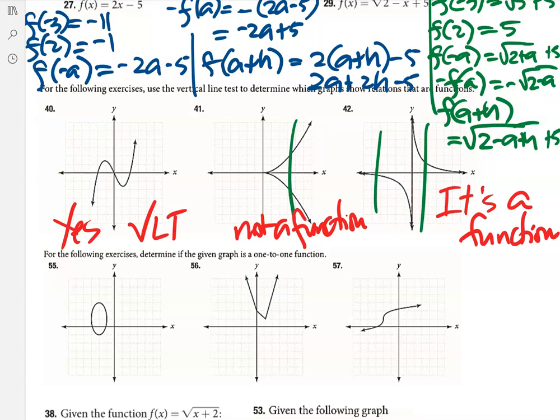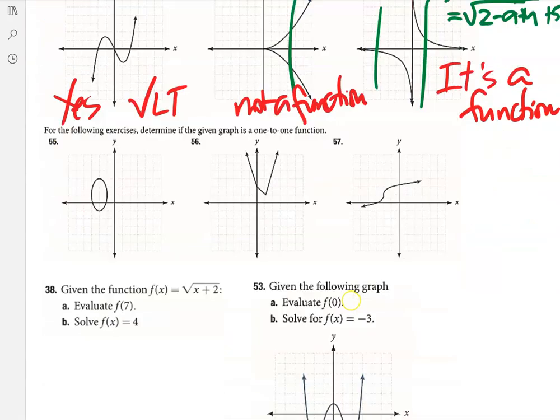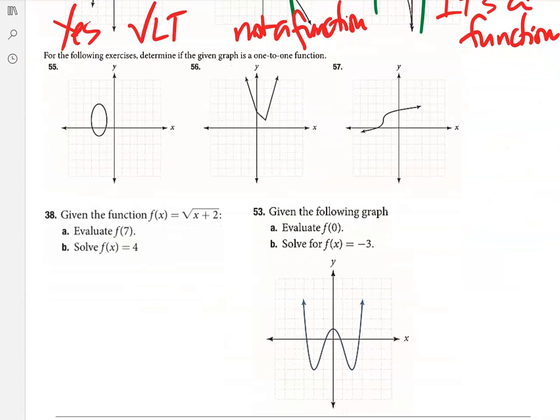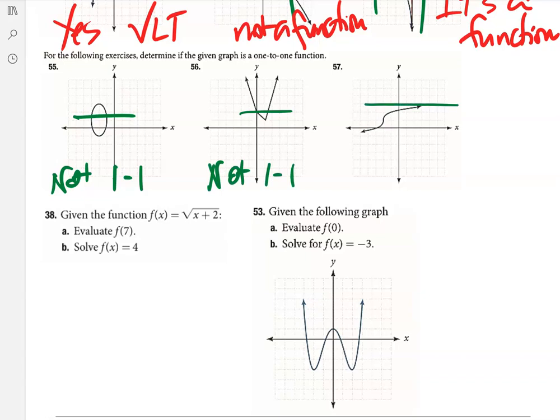Then the next set of problems. For the following exercise, determine if the given graph is a one-to-one function. So meaning you have to use a horizontal line test. It's not one-to-one, there are 2 points. Here also, look at this. You can draw that horizontal line and you see it's still 2 points, and that is again not one-to-one. And this one is a yes, it's one-to-one.